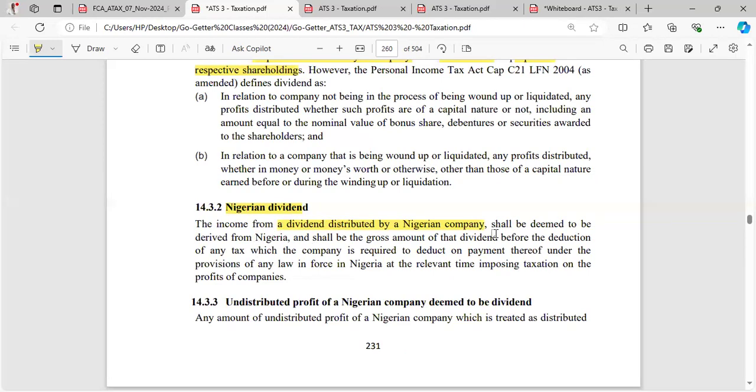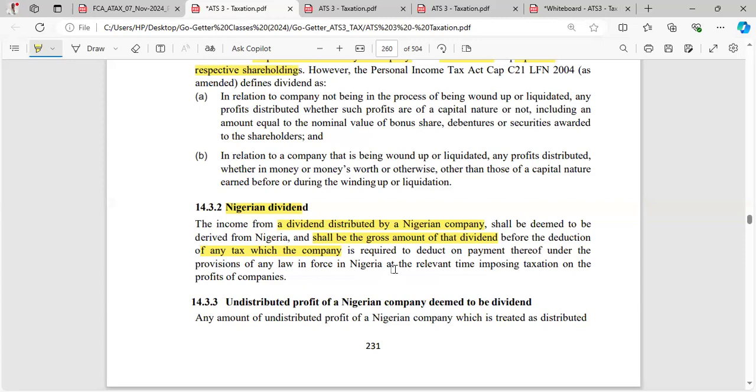Now, when a Nigerian company distributes dividends, it shall be the gross amount of that dividend before the deduction of any tax which the company is required to deduct. So what they mean here is that the income from a dividend distributed by a Nigerian company shall be deemed to be derived from Nigeria and shall be the gross of that dividend before the deduction of any tax for which the company is required to deduct.